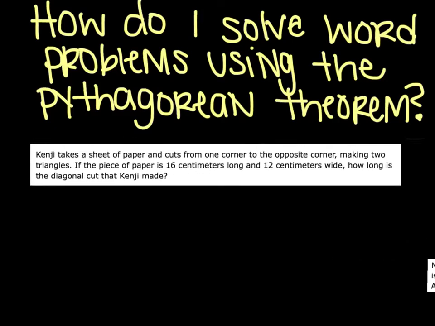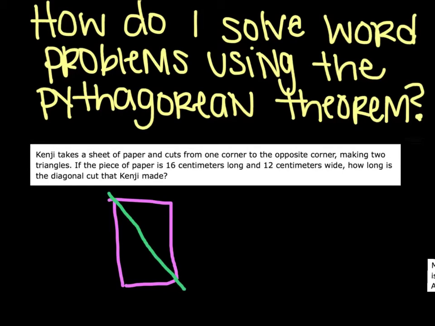Kenji takes a sheet of paper and cuts it from one corner to the opposite corner. So first thing I'm going to do is draw that picture. So here's my piece of paper, and it doesn't have to be the world's best drawing. Cuts it from one corner to the other corner, so it gets cut diagonally, making two triangles. So if the piece of paper is 16 centimeters long and 12 centimeters wide, how long was the diagonal cut?